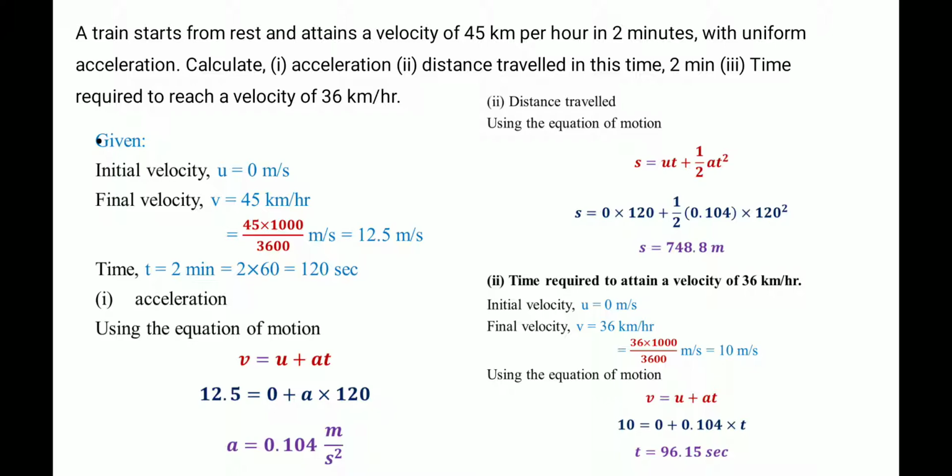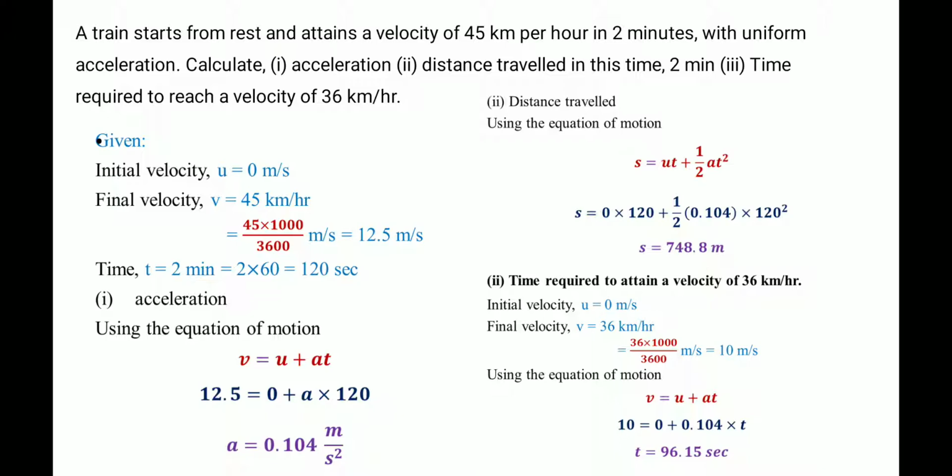Here we have to write the given data. First, a train starts from rest. So the initial velocity is 0, because it starts from rest. Rest means it is not moving. It is still. So the initial velocity is 0 and it attains a velocity of 45 km per hour. So the final velocity is given in the unit kilometer per hour. We use the symbol V, 45 km per hour.